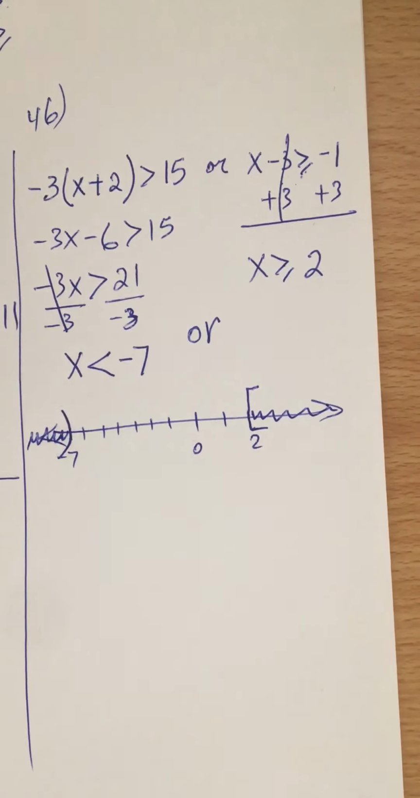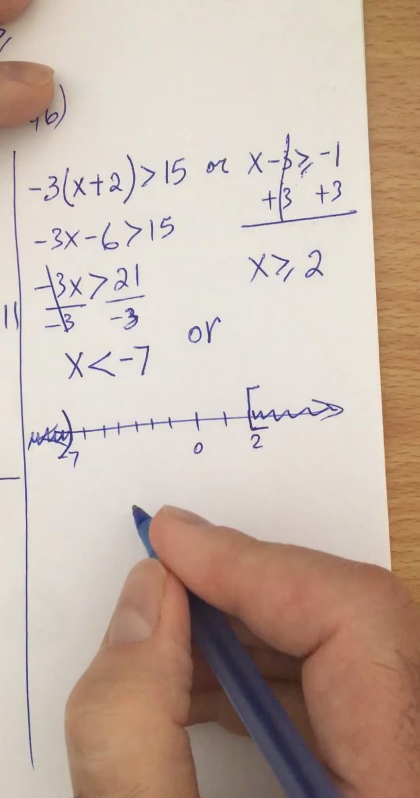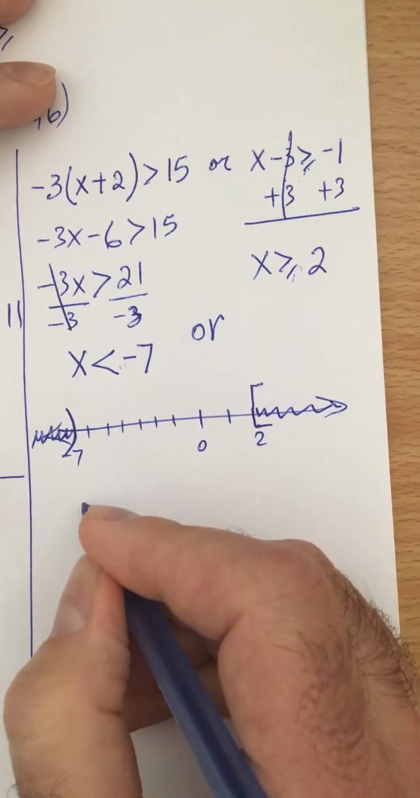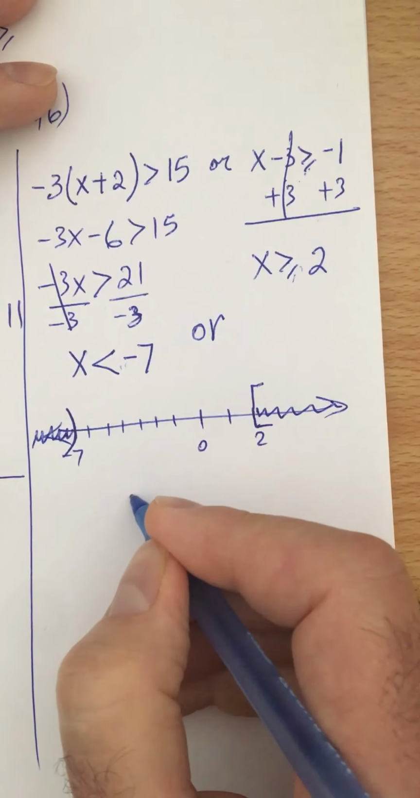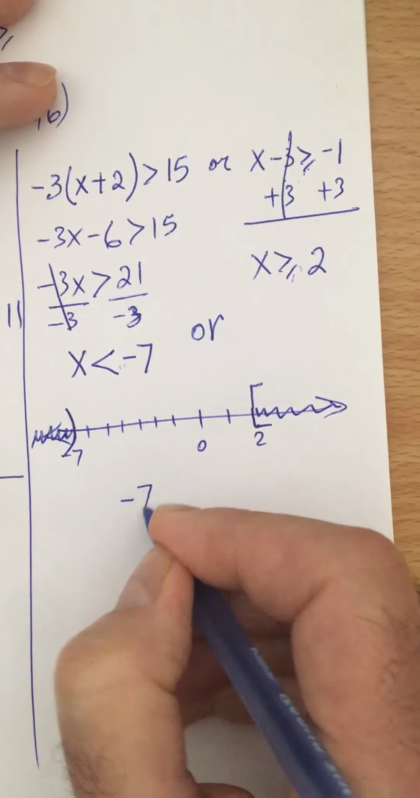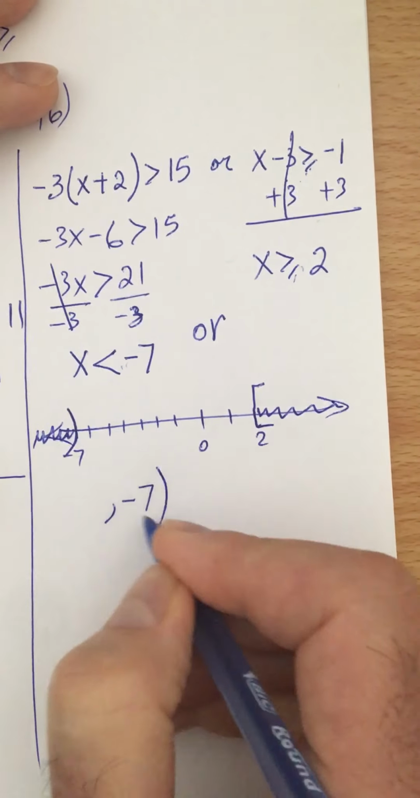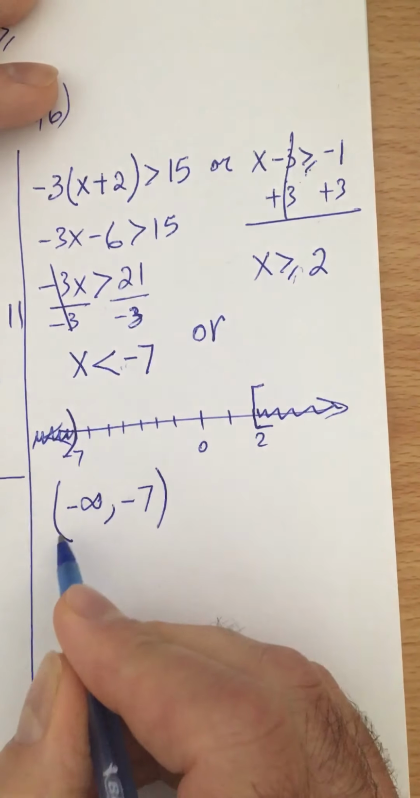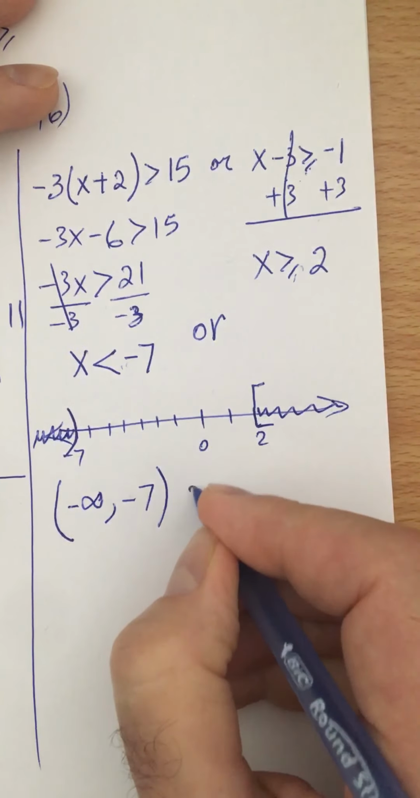Again, this is not exactly like number 46, but I just modified this. Now, how do I write an interval notation? Since you have two separate inequalities, you have to write it twice. So x is less than negative 7, all the way to negative infinity. I'm going to put negative 7, parentheses, because negative 7 is not part of the solution, and negative infinity. And I'm going to put a parenthesis again because I will never reach infinity.